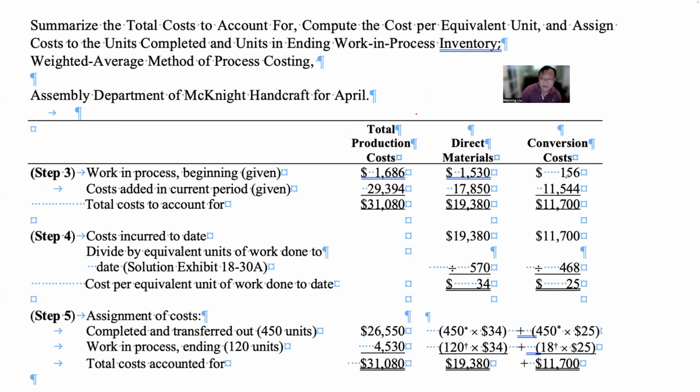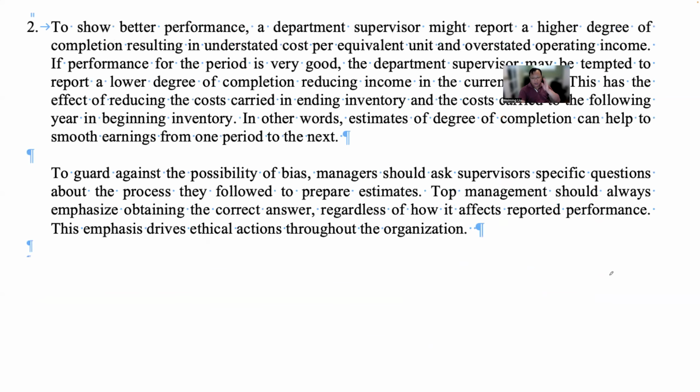Now let's calculate the total cost, right? I have beginning materials, beginning conversion, and I also have the April cost. So together I have the total cost for materials and total for conversion. I know my equivalent units are 570 for materials and 468 for conversion. Therefore, I'm able to calculate. The cost per equivalent unit is $34 for materials and $25 for conversion cost.